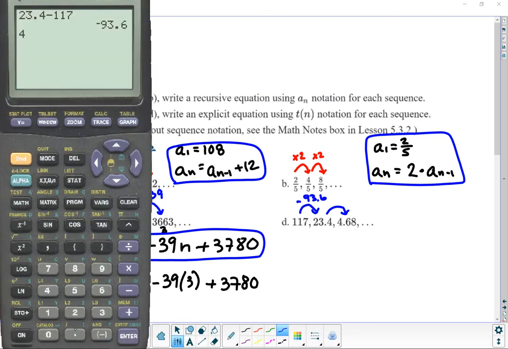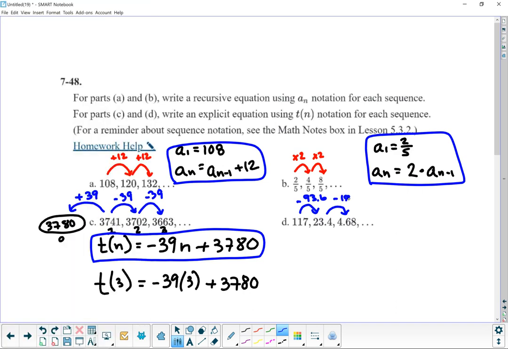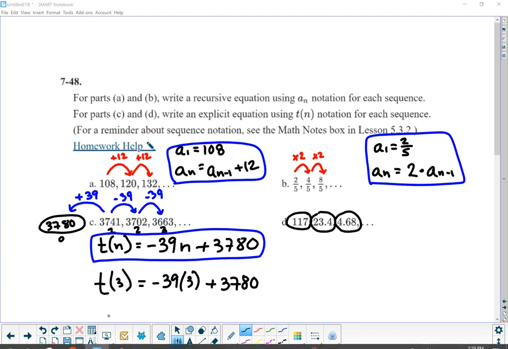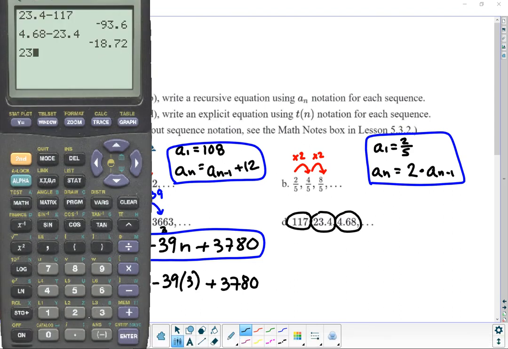But I'm going to go ahead and just show you. I'm going to take the third one, 4.68, and subtract the second one, 23.4. And it's not the same answer. You see that? It's minus 18.72. So that means that I'm not adding or subtracting the same amount, which means that I'm probably multiplying or dividing. So I'm going to do the same thing again. I'm going to look at the second one and compare it to the first one, and then look at the third one and compare it to the second one. I'm going to use the calculator to do that. So I'm going to go 23.4, clear it out.